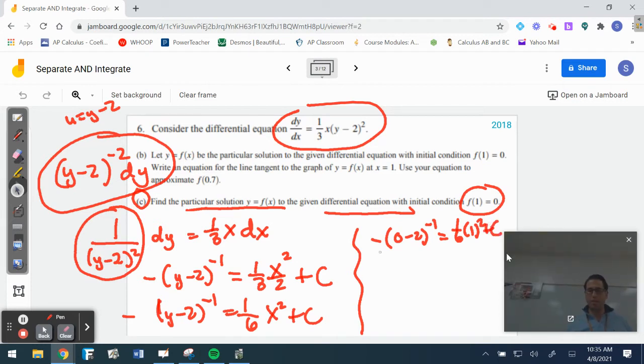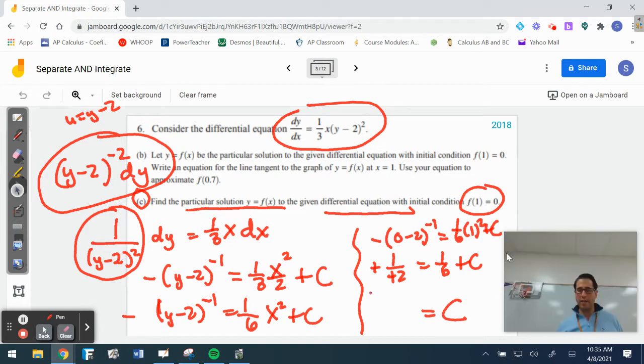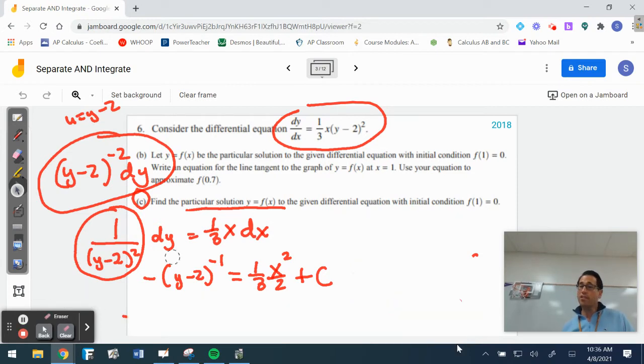So I get negative 1 over negative 2. So that'd be 2 negatives equal a positive, equals 1/6 plus c. I'm going to subtract that 1/6. And when I subtract that 1/6, I get 3/6 minus 1/6, which gives me 2/6, which is actually 1/3. So 1/3 is my c.